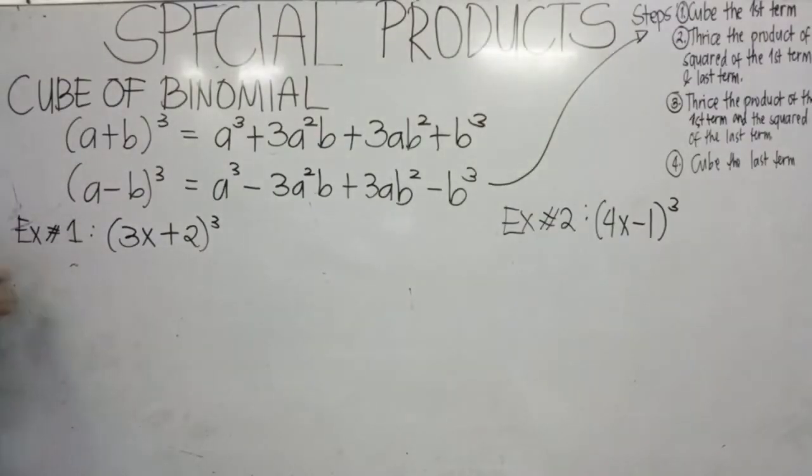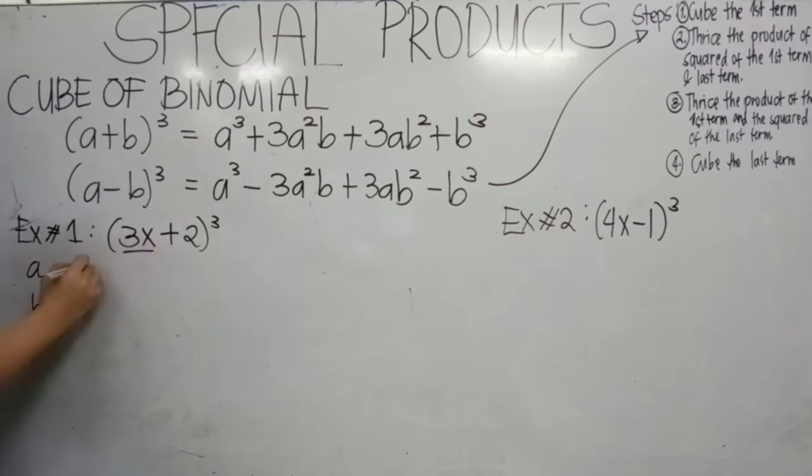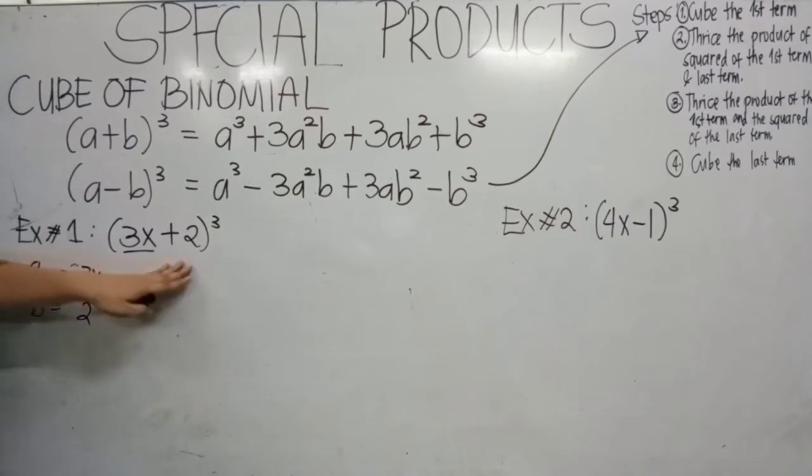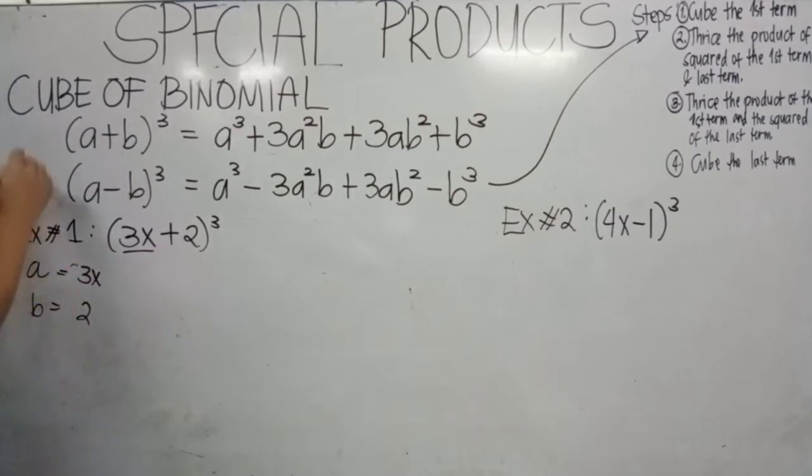So, let's have an example. Example number 1, which is (3x + 2) cubed. This time, we're going to identify what is the value of a and b, lagi natin yung ginagawa para madali na lang yung substitute sa pattern na gagamitin natin. So we have a, which is 3x, and our b is 2. Dahil positive po yung given equation natin, we're going to use this pattern, which is a cubed plus 3a squared b plus 3ab squared plus b cubed.